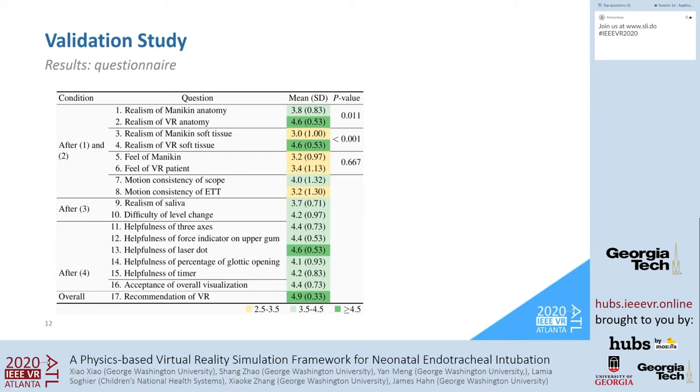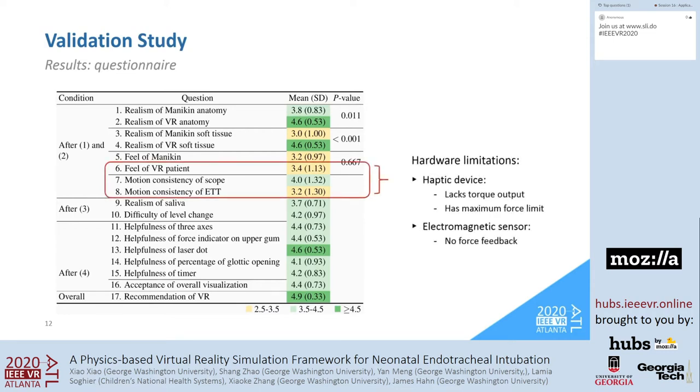The relatively lower ratings on questions 6 to 8 are associated with the hardware limitations of the haptic device and the electromagnetic sensor. The difficulty of condition 3 was rated much harder compared to condition 2, with an average score of 4.2. The realism of saliva received an average score of 3.7. Even though not strongly positive, all the subjects stated that the simulation of saliva successfully prevented them from getting a clear view of the vocal cords. The only concern is that the subjects suggested the saliva should have a foamier appearance.